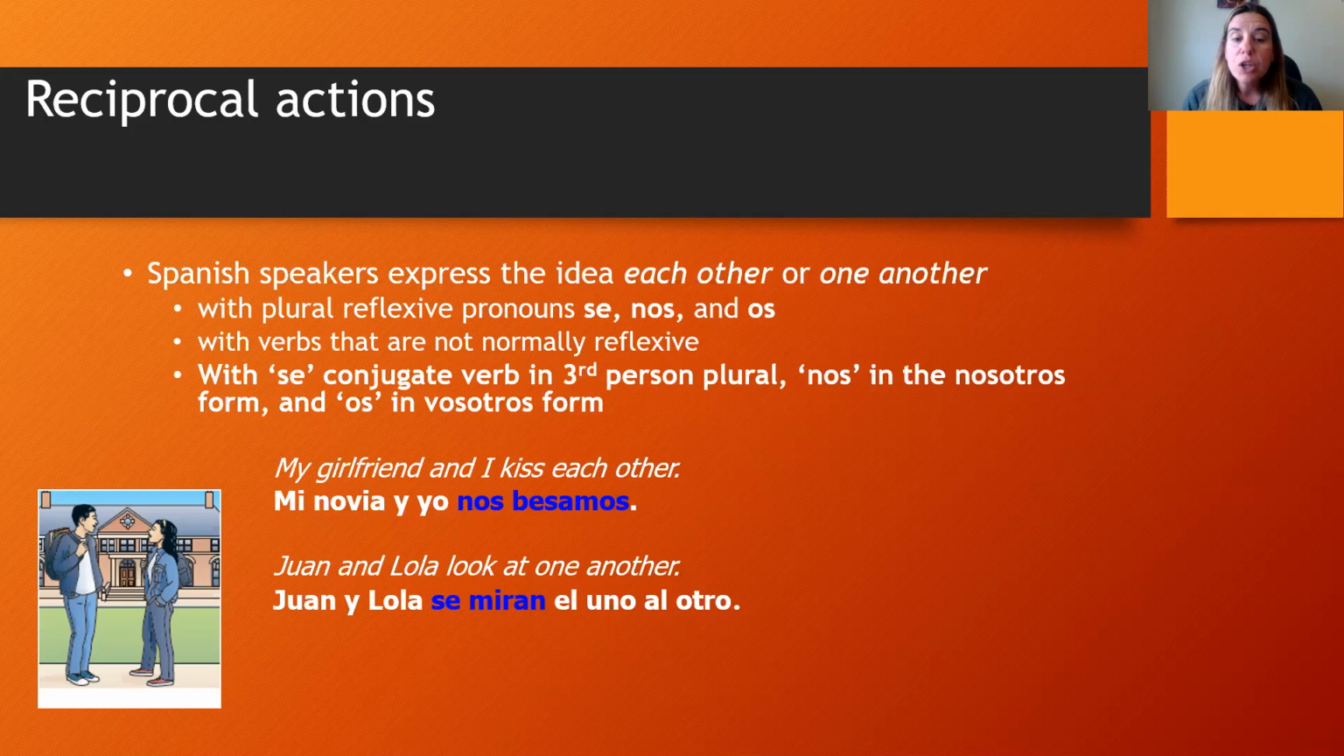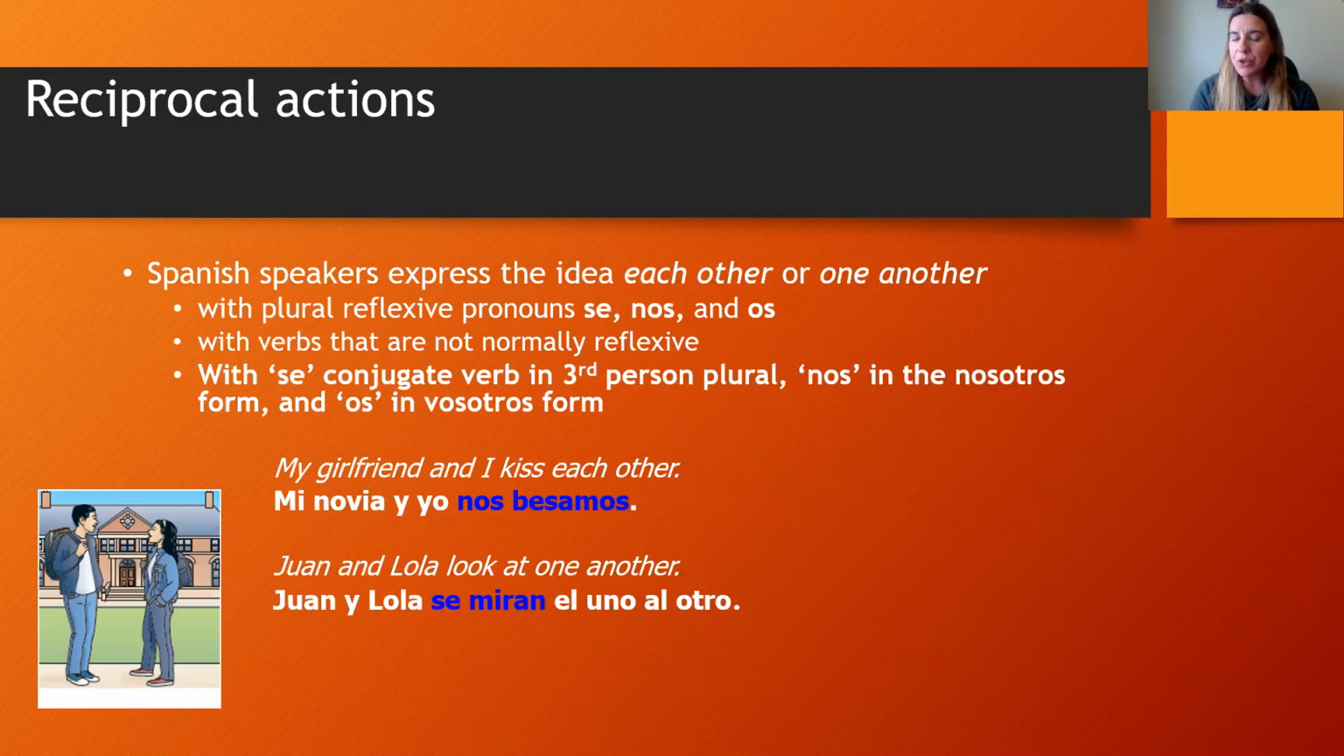Juan y Lola look at one another. So now Juan and Lola are looking at each other. I'm not involved. I'm not Juan. My name's not Lola. They are looking at each other. So we're going to use the reflexive pronoun se and the verb mirar conjugated for ellos. Ellos are doing the looking. They happen to be looking at each other, so it becomes reflexive because they're doing it to one another. Juan y Lola se miran.